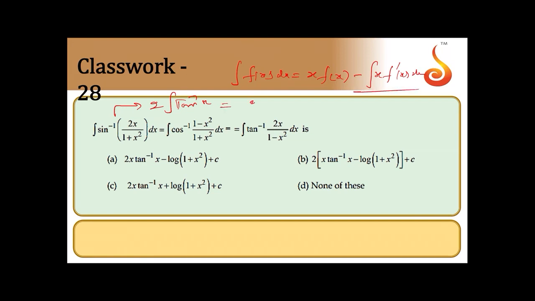This is nothing but 2 times tan inverse x into x, that is 2x tan inverse x, minus integral of 2x times the derivative of tan inverse x, which is 1 by 1 plus x square. And of course, the derivative of 1 plus x square is 2x. 2x by 1 plus x square, its integration is nothing but log of 1 plus x square. So the answer is 2x tan inverse x minus logarithm of 1 plus x square plus constant. I think it is the first option.